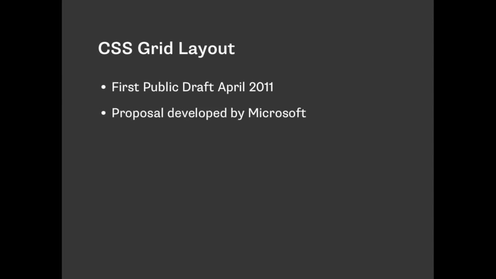So very quickly, just a history of the spec and where the spec comes from. The first public draft was April 2011, so it's a relatively new specification. Now, it was actually a proposal developed by Microsoft. If you've been working on the web for a long time, like me, then Microsoft are kind of the company that we all hate, because they brought us things like Internet Explorer 6, which hung around for ages and has been driving us all mad.